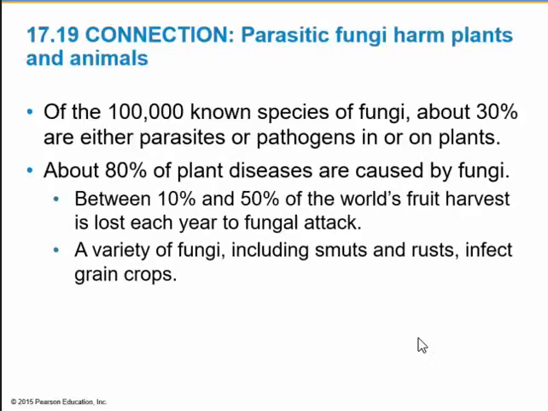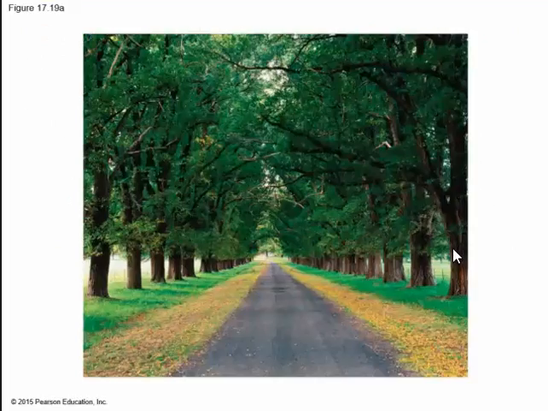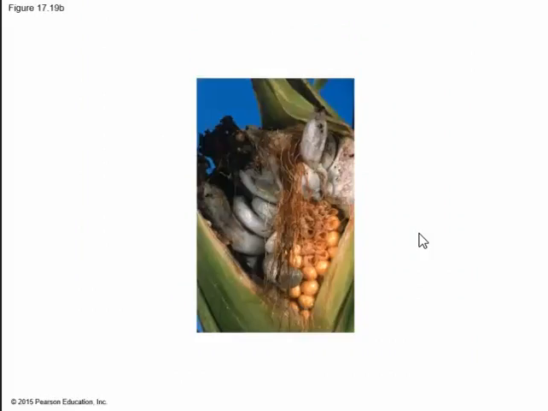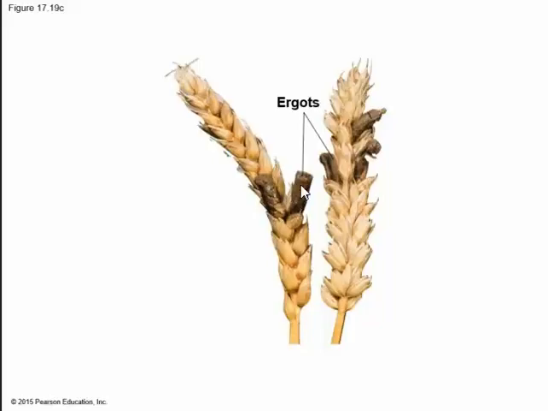All right. Of the 100,000 known species of fungi, 30% cause diseases in plants. Between 10 to 50% of the world's fruit harvest is lost to a variety of fungi, and grain crops are affected by rusts and smuts. Corn smut. Ergots on rye.